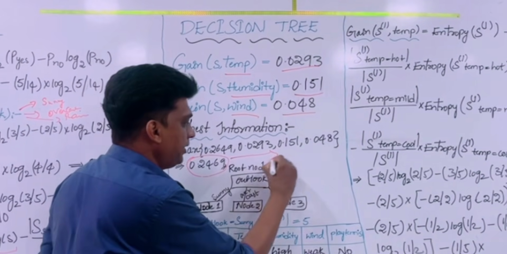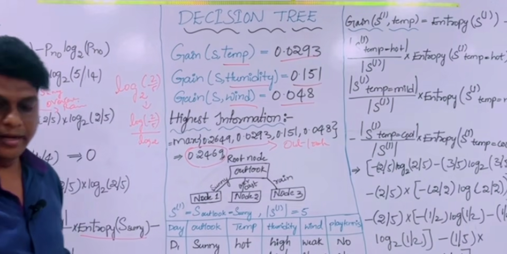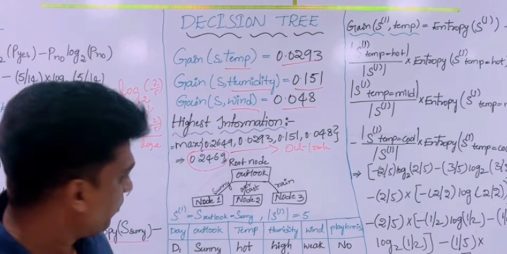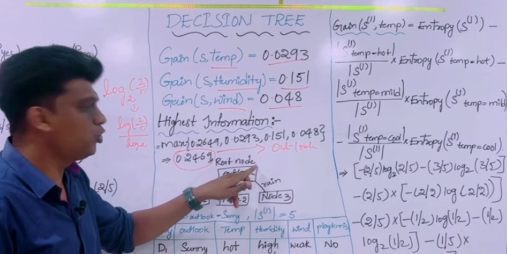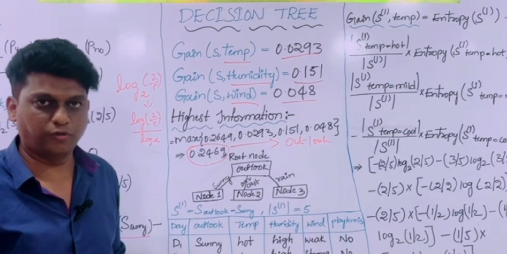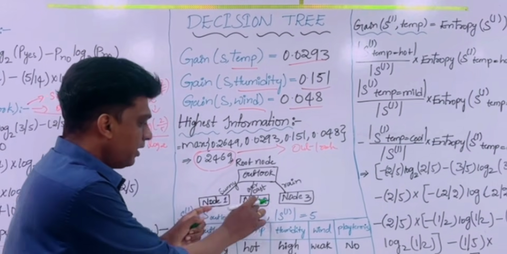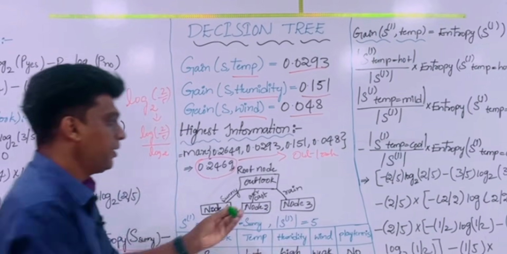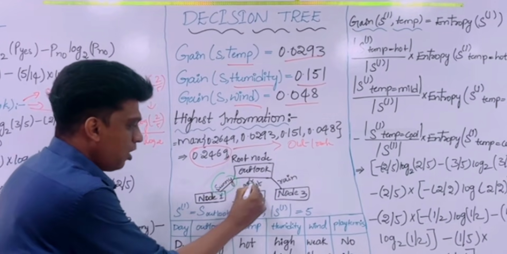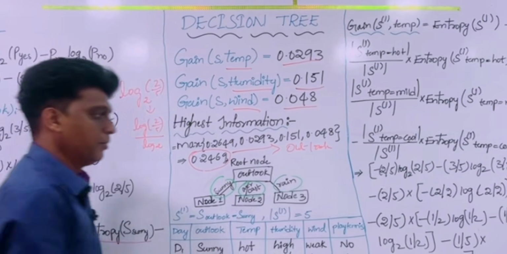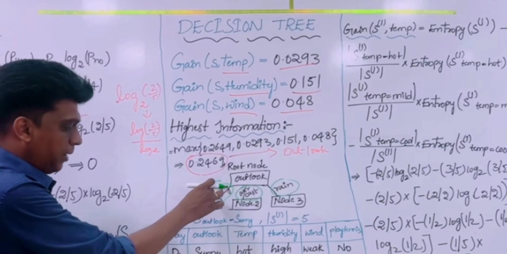So where am I getting this from? From Outlook only I am getting this value. So now I identify that Outlook is the root node among all the 4 features. The remaining are the leaf nodes, node 1, node 2, node 3, because Outlook has 3 categories: sunny, overcast and rain.